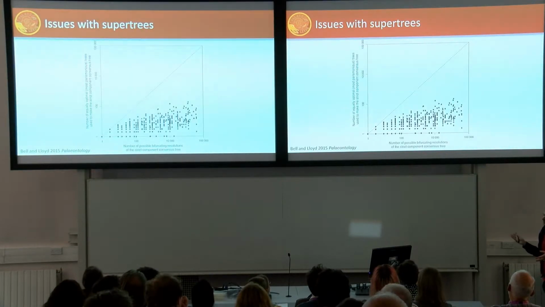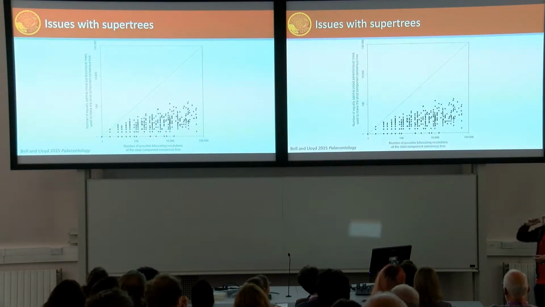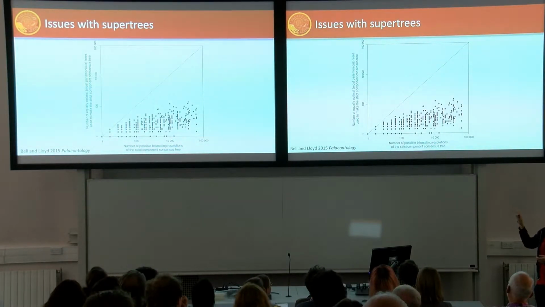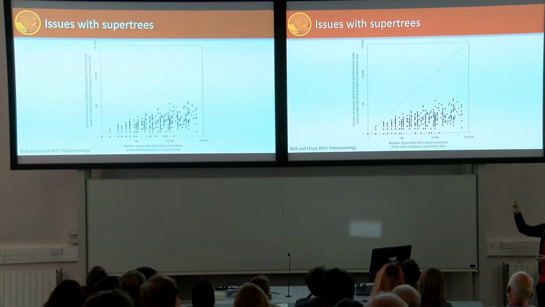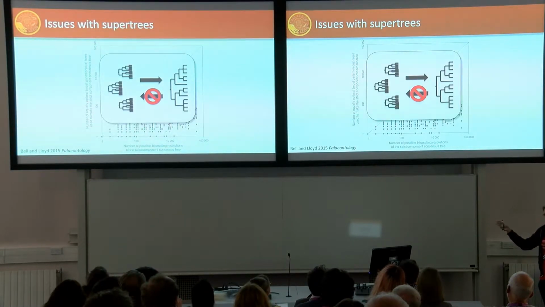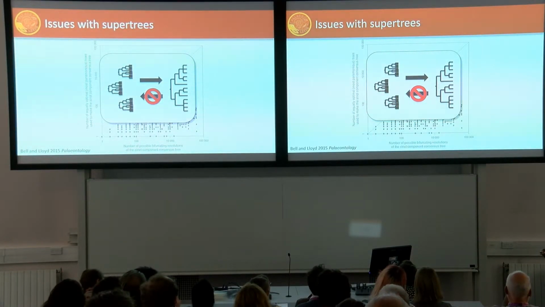Here's a more complex figure. This is a strict consensus tree, number of possible bifurcating resolutions against the number of trees actually used to produce it. Nothing really falls out on that one-to-one line, which is basically telling us that when we produce a consensus tree, we're losing information we can't get back. Supertrees are often stuck with this consensus tree. With a meta-tree, we can keep the original data, keep more of the phylogenetic information.